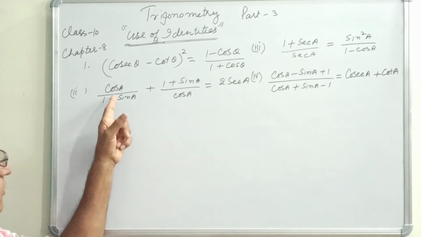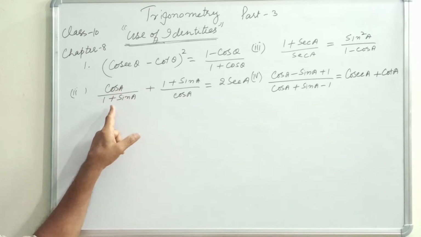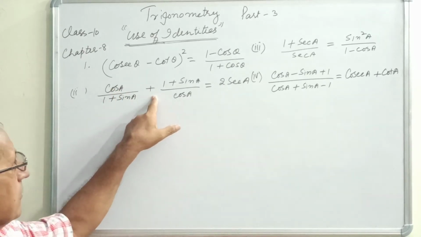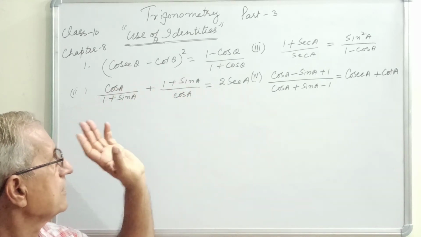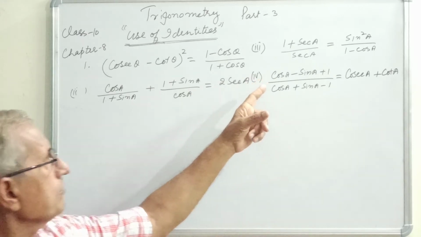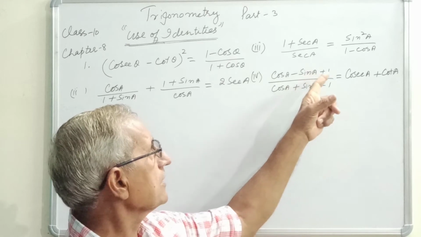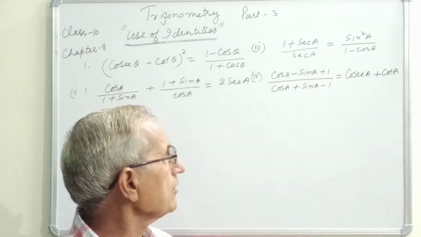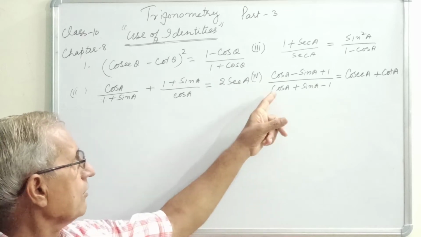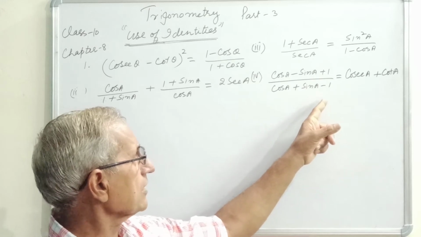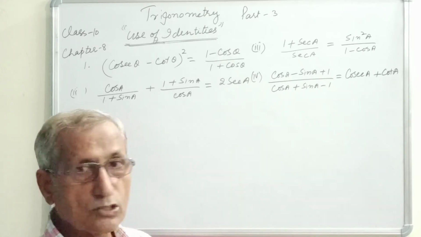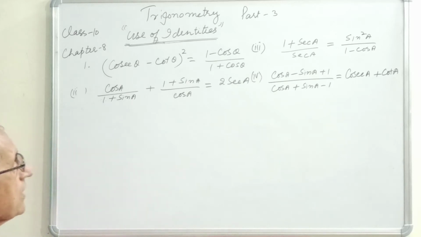Second part is cos A upon (1 plus sin A) plus (1 plus sin A) upon cos A is equal to 2 secant A. Third part is (1 plus secant A) upon secant A is equal to sin square A upon (1 minus cos A). Fourth part is (cos A minus sin A plus 1) upon (cos A plus sin A minus 1) is equal to cosecant A plus cotangent A. So these are 4 questions I have written on the board. So start with the second part.